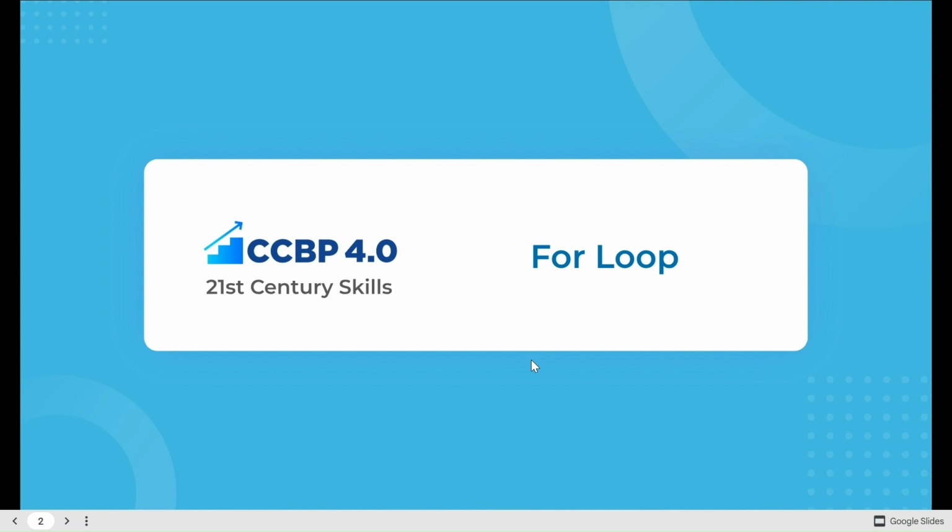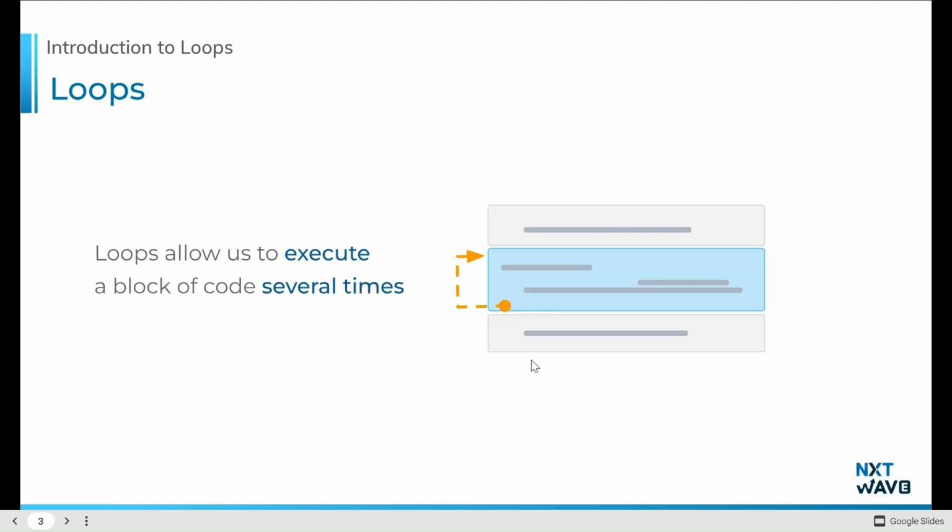Today's Python class is about the for loop. In the previous section we had discussed what loops are. Loops allow us to execute a block of code several times. It means one loop executes a block of code several times until the limit is exceeded.